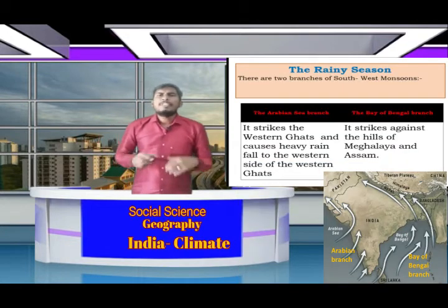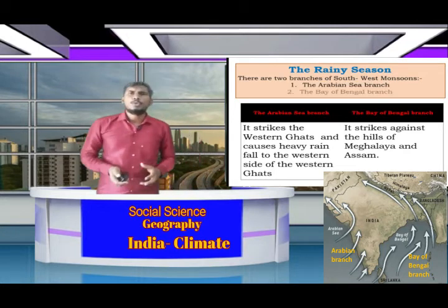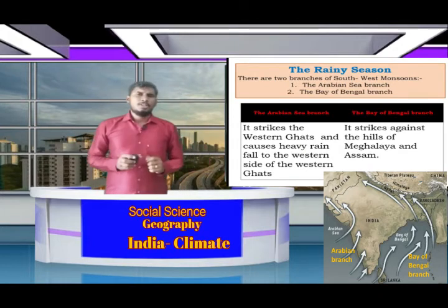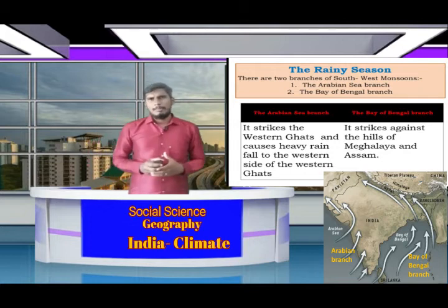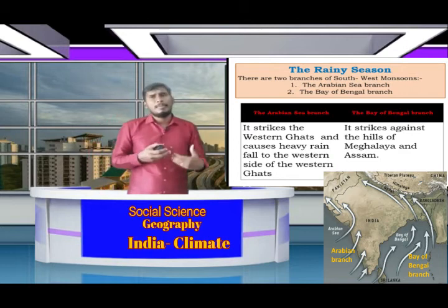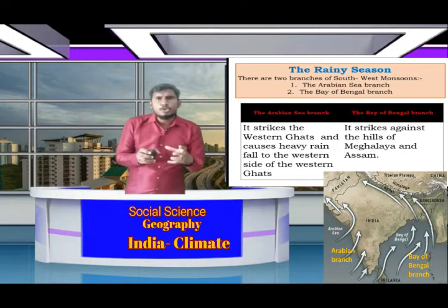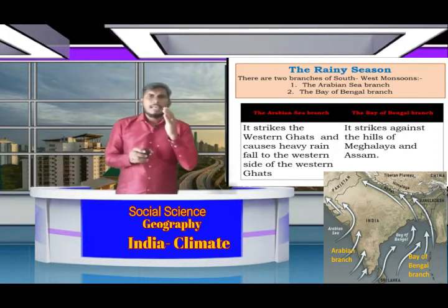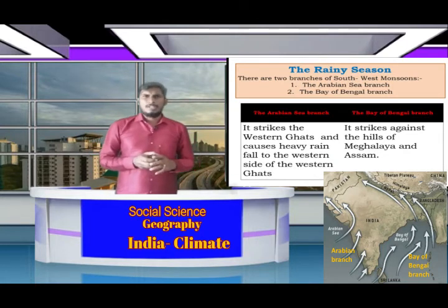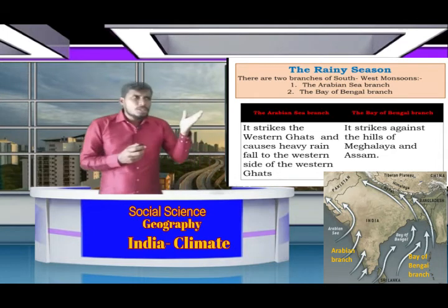Dear children, when we speak about the rainy season, there are two branches of the southwest monsoon. They are namely the Arabian Sea branch and the Bay of Bengal branch. Dear children, you know very well the Arabian Sea as well as the Bay of Bengal. That's why there are two branches of the southwest monsoon. One is the Arabian Sea branch, and the second one is the Bay of Bengal branch. So let us see what the Arabian Sea branch is. You can see on the board.